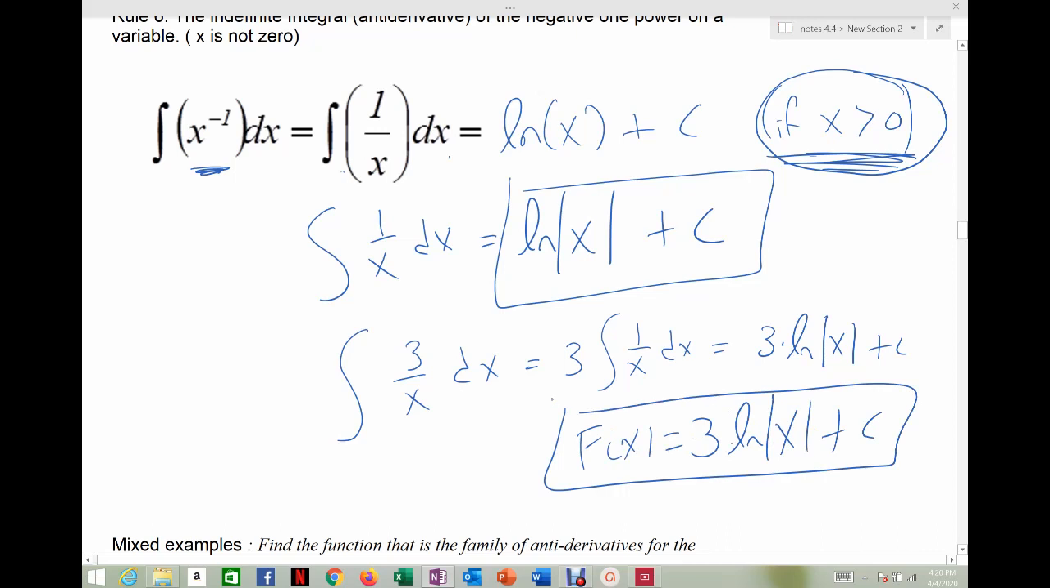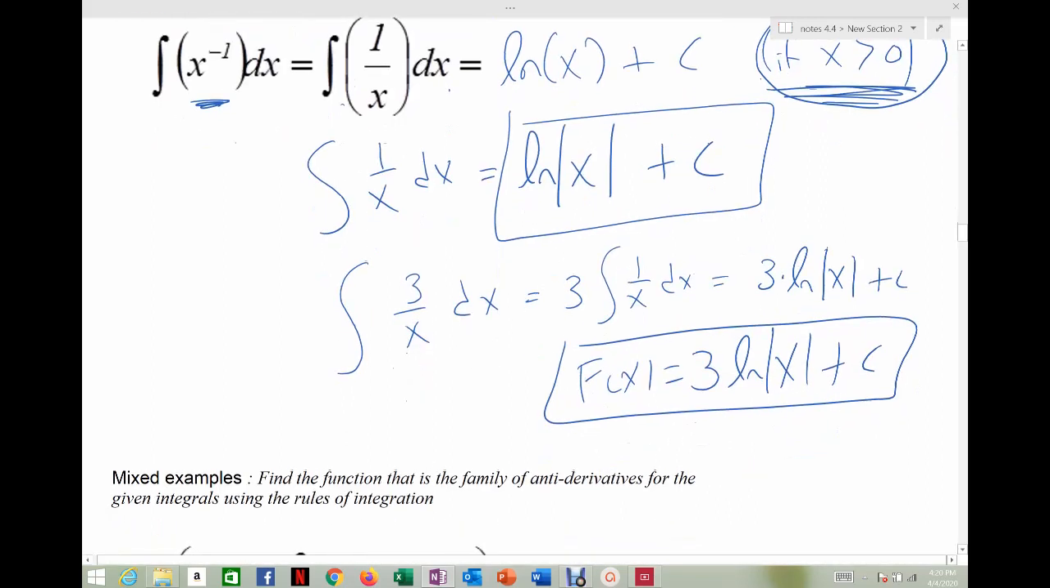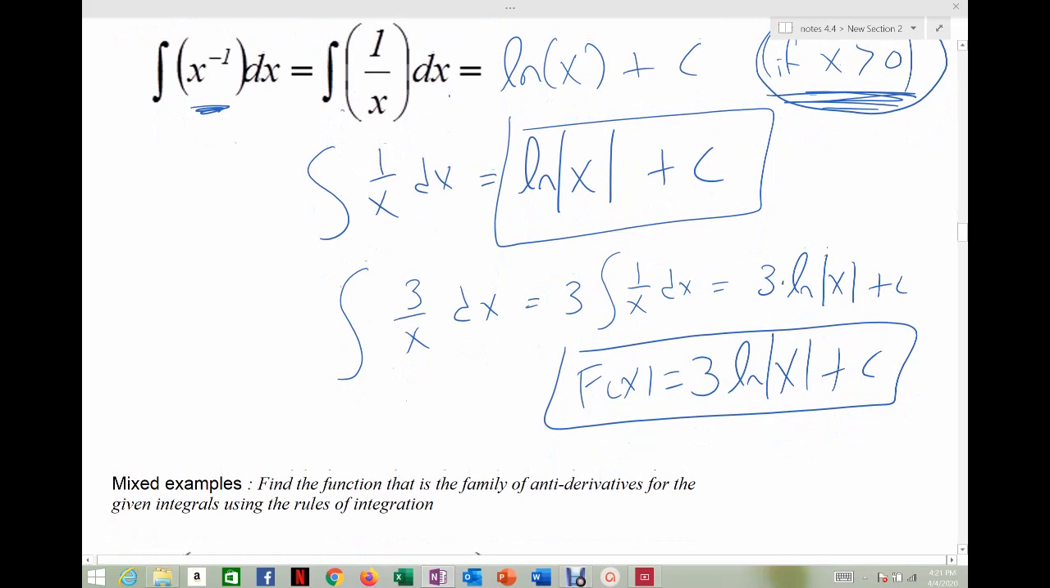Alright, so let's finish this up. The introduction to antiderivatives. In the next set of notes, we're going to be practicing them and mixing them together. We'll do that in the next set of notes. So we'll stop 5.1 part 1 there.